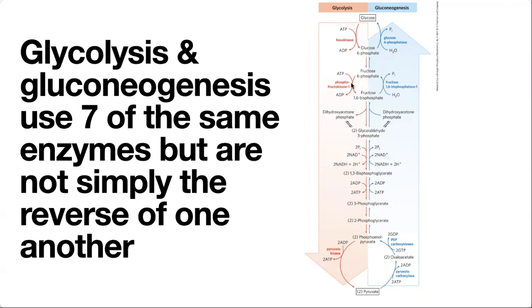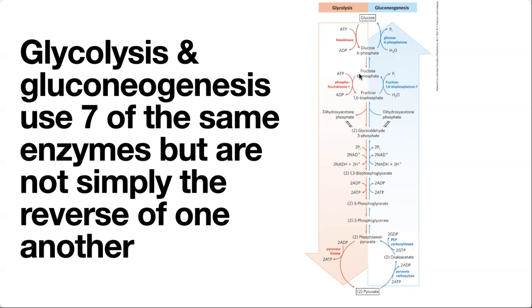phosphofructokinase 1, which is going to basically take fructose 6-phosphate and phosphorylate it again to give us fructose 1,6-bisphosphate. In the opposite direction, instead of just taking this enzyme and going in reverse, we're going to use a different enzyme, fructose 1,6-bisphosphatase 1, or FBPase.